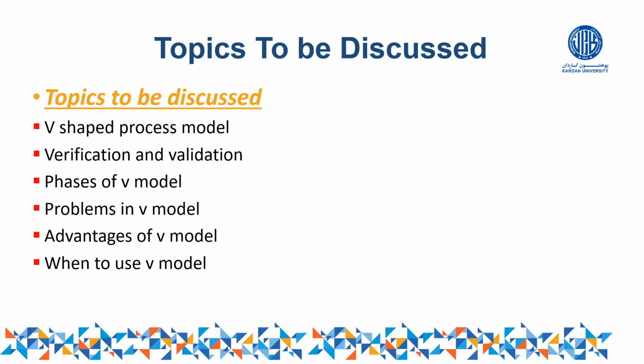V-shaped process model. First of all, we will look at the definition of the V-shaped process model, and then we will talk about verification and validation. Remember students that verification and validation is also the second name of the V-shaped process model, like V and V. We will talk about the phases of the V model. We will also talk about the problems in the V model and advantages of the V model, and then at the end we will look at when to use the V model.